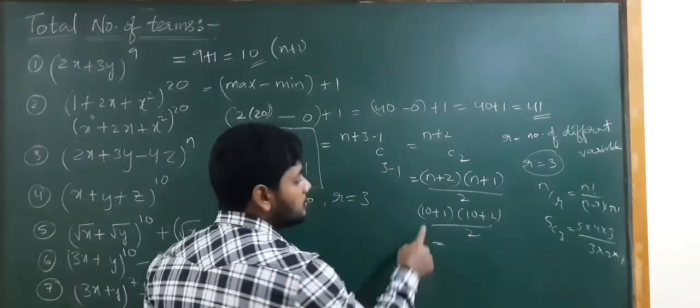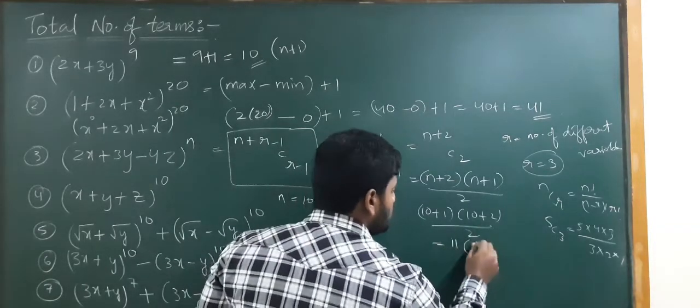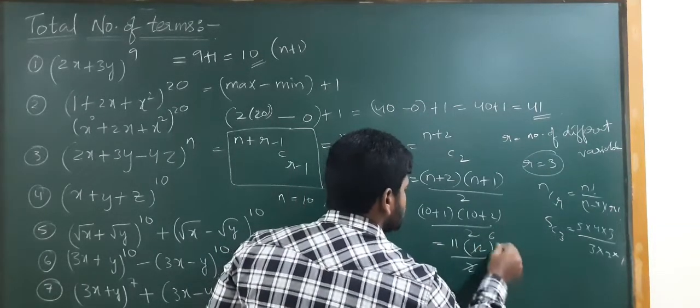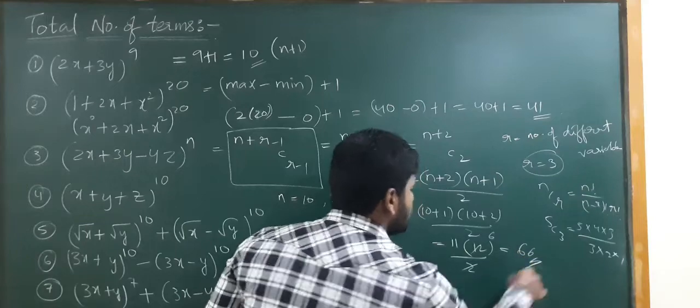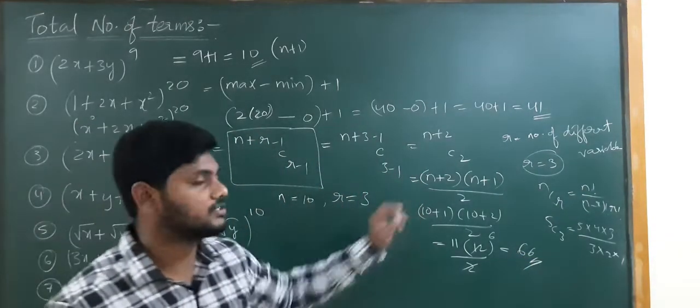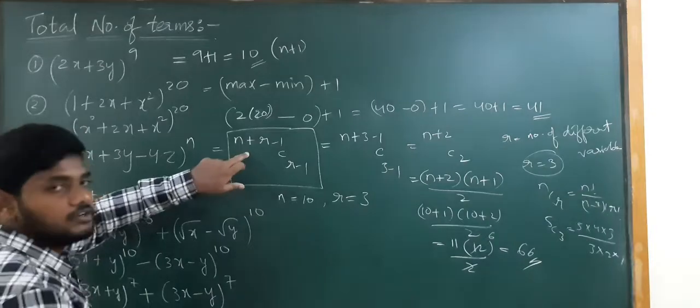What is the formula we got? 10 plus 1, 11, into 10 plus 2, 12, by 2. 2 ones are 2, 6, which is equal to 66. 66 number of terms will be there when it comes to this formula. But if we apply the other formula, then also we will get the same.